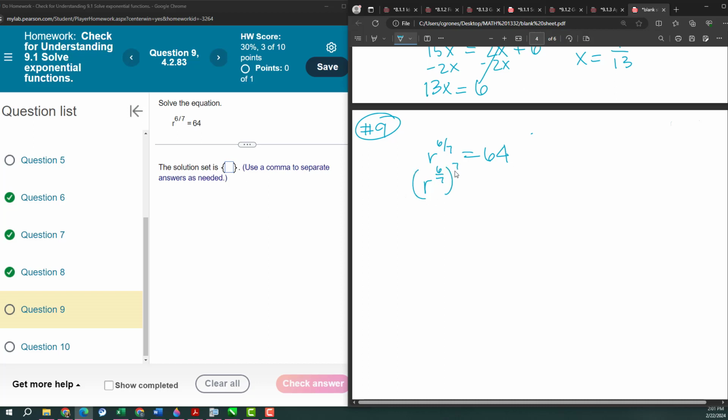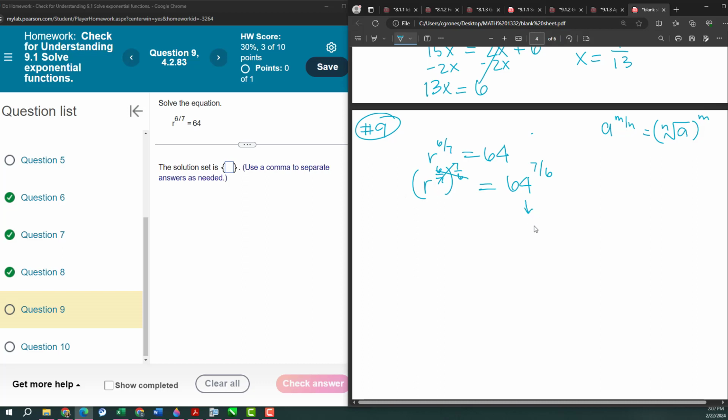If I multiply by the exponent 7/6, these will cancel out. Remember, whatever I do to one side, I have to do to the other. So we end up getting 64 to the exponent of 7/6. And then we are just left with r over here. So I can use that property where we have a to the m over n equals the n root of a to the m power.